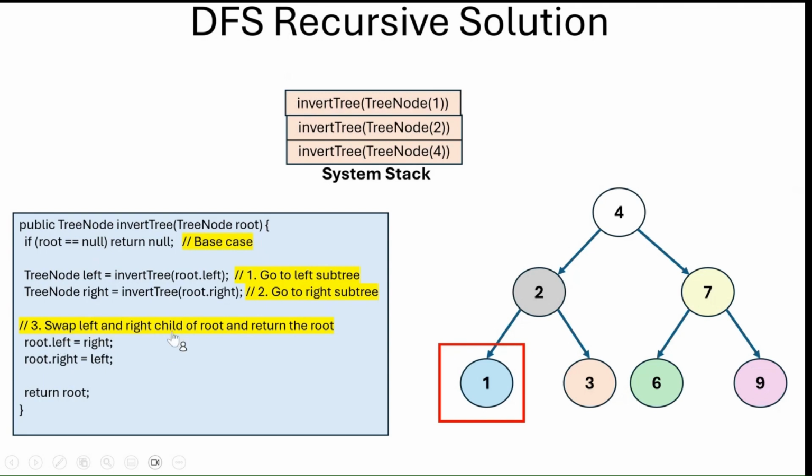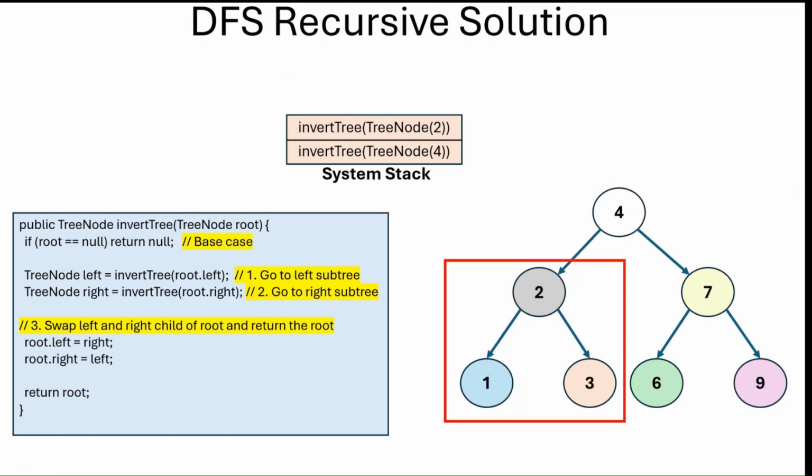Now we'll have a swap logic. Now the left and right child of 1 are null only. So for 1 dot left we are adding null, and 1 dot right is basically equal to null. So there is no left and right child, so there is no impact here. And we'll return the root. Root is this one, node 1. It will return to the invert tree function execution where node 2 is the root, basically for this subtree context. Now it will return the node 1 reference to this left variable.